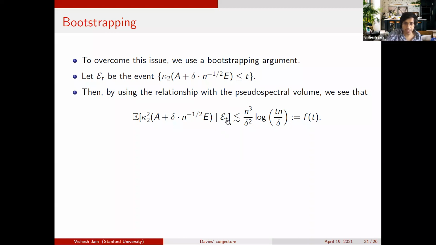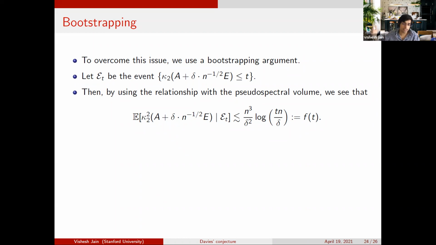So conditioned on this event, I can run the same pseudo-spectral computation, and I see that the expectation of the 2-norm squared of the eigenvalue condition number should be like log t, right? So this is great. I'm conditioning on the event that the quantity kappa 2 is less than or equal to t, and now I get that the expectation of kappa 2 squared conditioned on this is roughly log t.